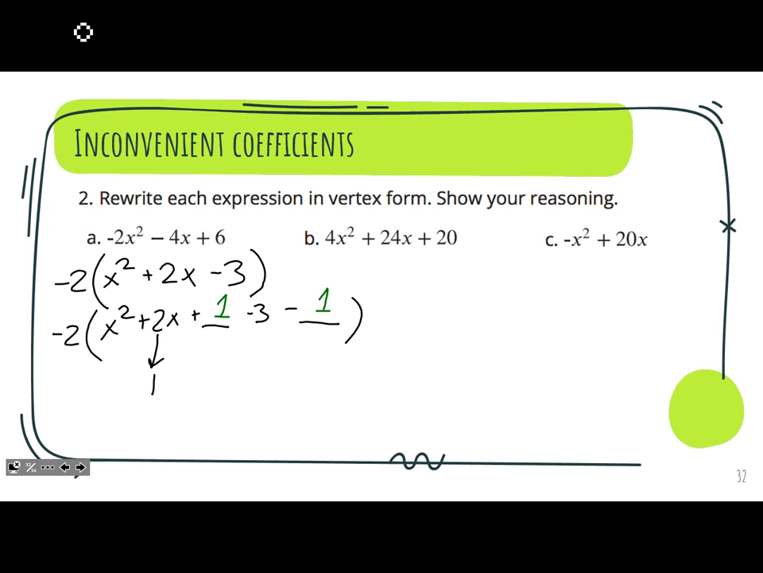The first 3 terms, x plus 1 squared. Now let's look at the other 2 terms. You have a -3 and a -1. We're going to combine those together, and they're going to produce a -4.